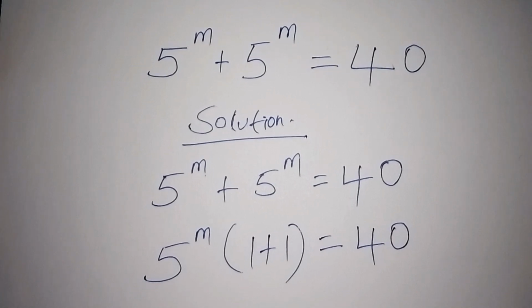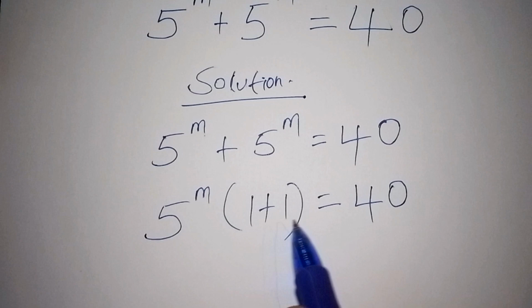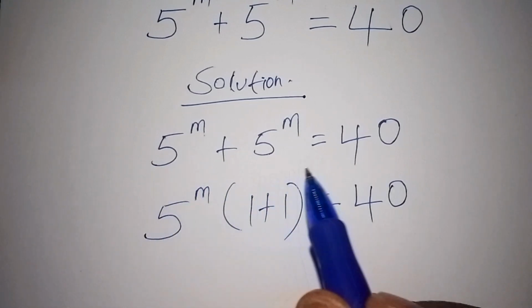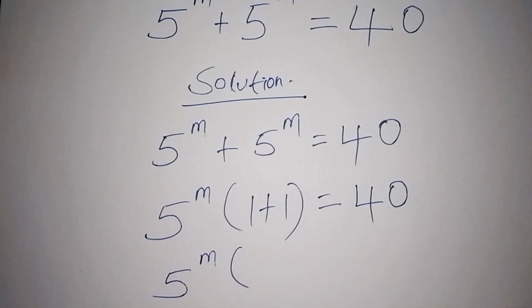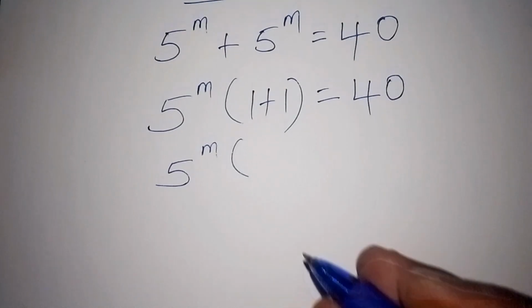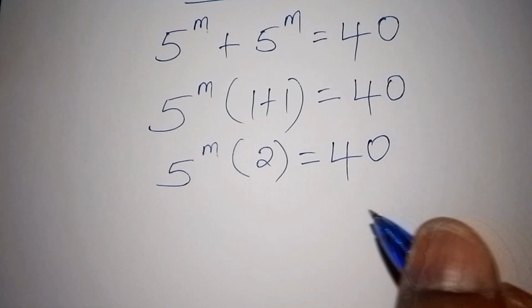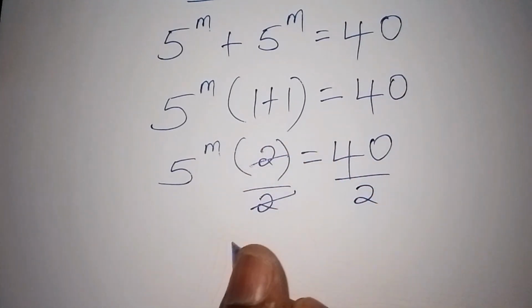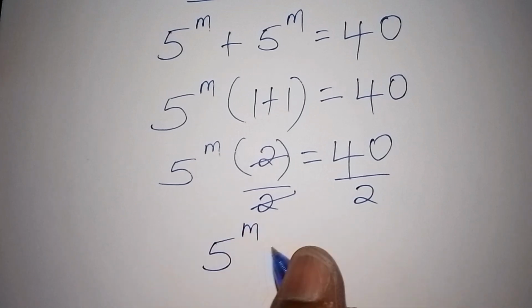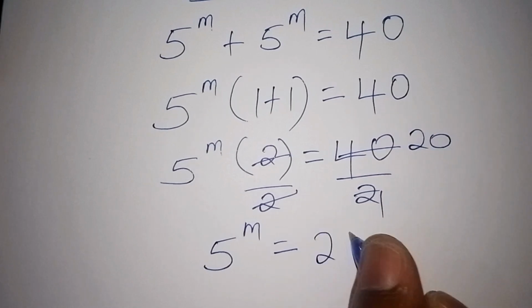The reason is that when we work out 5 to the power of m with the number inside the bracket, we end up with 5 to the power of m plus 5 to the power of m. Now we work out the number inside the bracket: 1 plus 1 is 2. So we now have 5 to the power of m times 2 is equal to 40. The next step is to divide both sides by 2. So 2 by 2 cancels, and we have 5 to the power of m is equal to 40 divided by 2, which is 20.